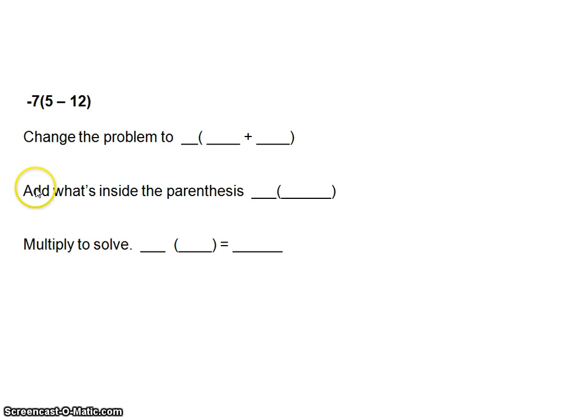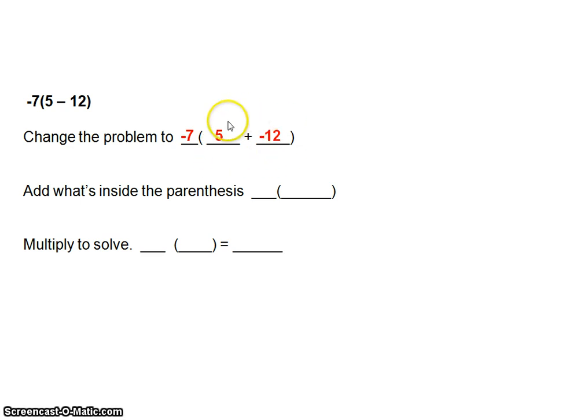In this last example, negative 7 times the difference of 5 and 12. We want to simplify what's in parentheses first. If you take a look at what's in parentheses, 5 minus 12, we can change that subtraction problem into an addition problem by adding the opposite. So negative 7, we're just going to keep that as a negative 7 right now. Inside the parentheses, the steps when adding the opposite. The first step is the first number, which is 5, stays the same. Subtraction becomes addition. 12 becomes negative 12.